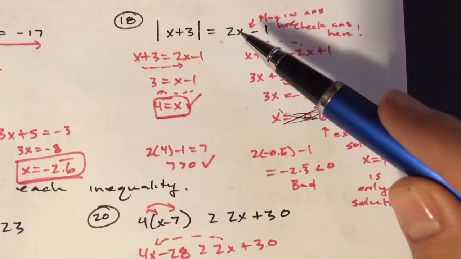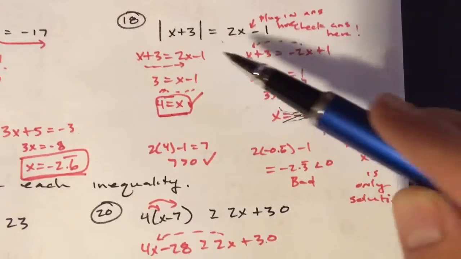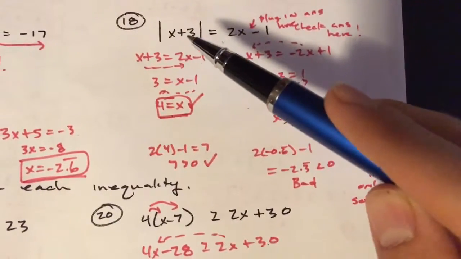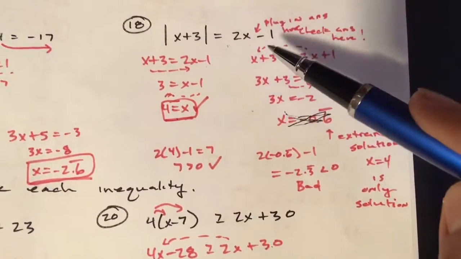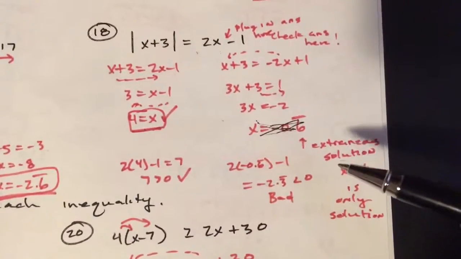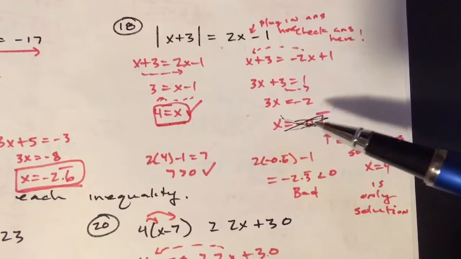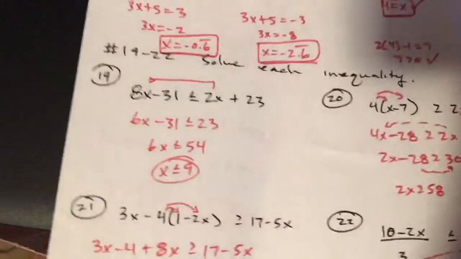if you plug that in right there, you're going to get negative 2.3 repeating, which is a negative. You can't have a number coming out of the absolute value be a negative. That cannot happen. So this is bad. This is an extraneous solution, a solution that you get that turns out not to be valid. So we do not count this as an answer.